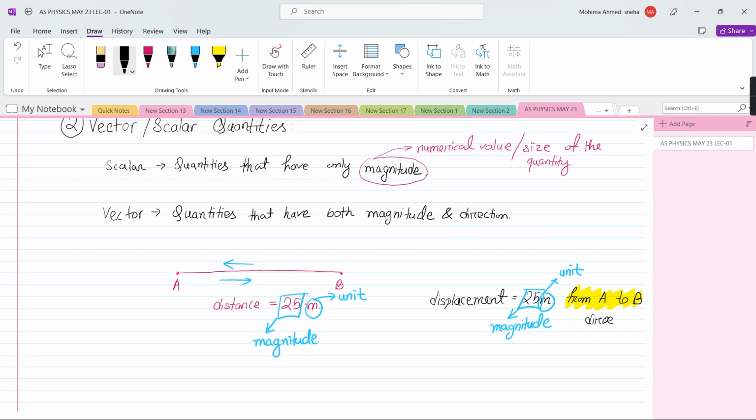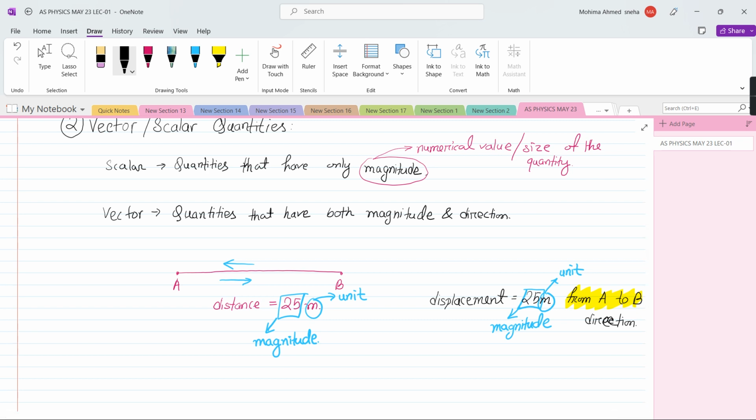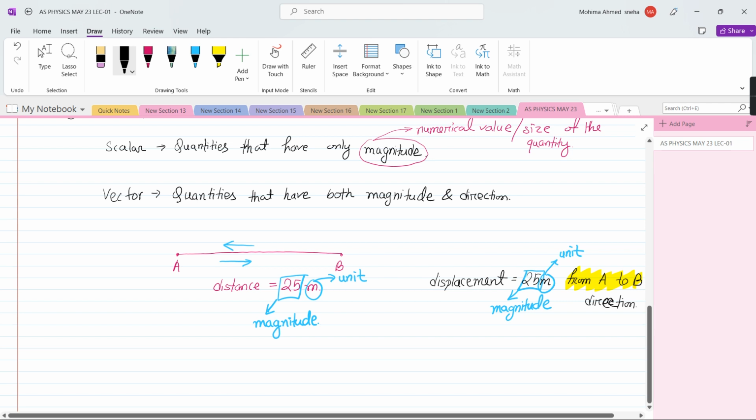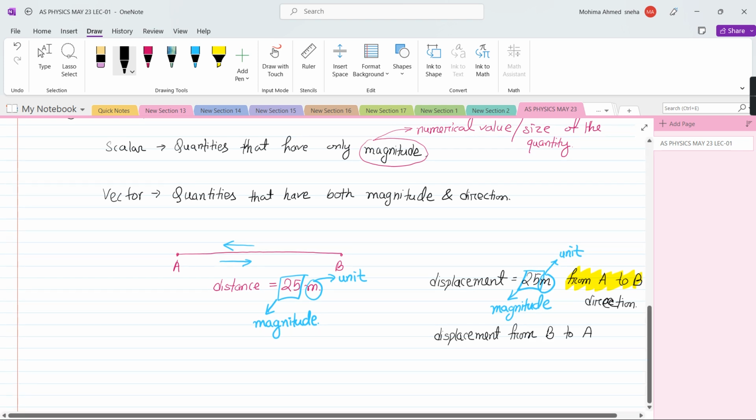The problem with vector quantities is that whenever we reverse the direction, for example, if you are asked to calculate the displacement from B to A, we have the value for displacement from A to B, but now we can see that the directions have reversed. We calculated the value for displacement from A to B, and now we are asked to calculate the value for displacement from B to A.